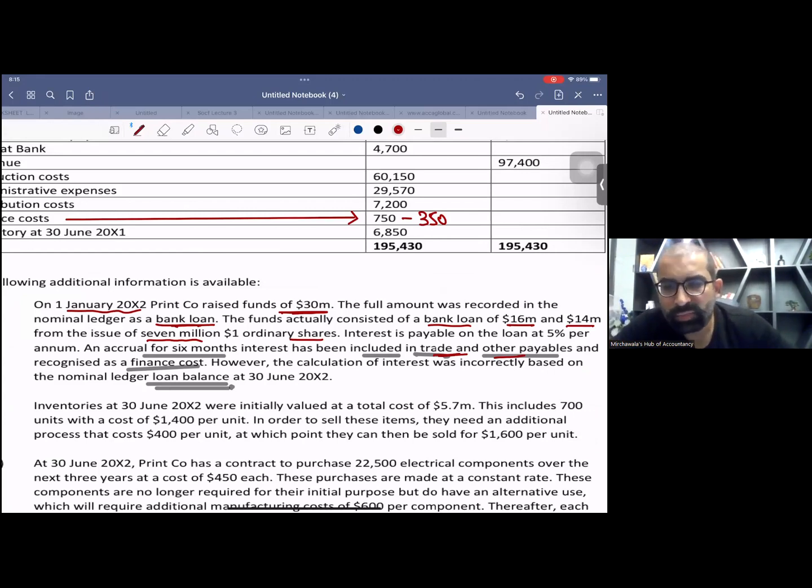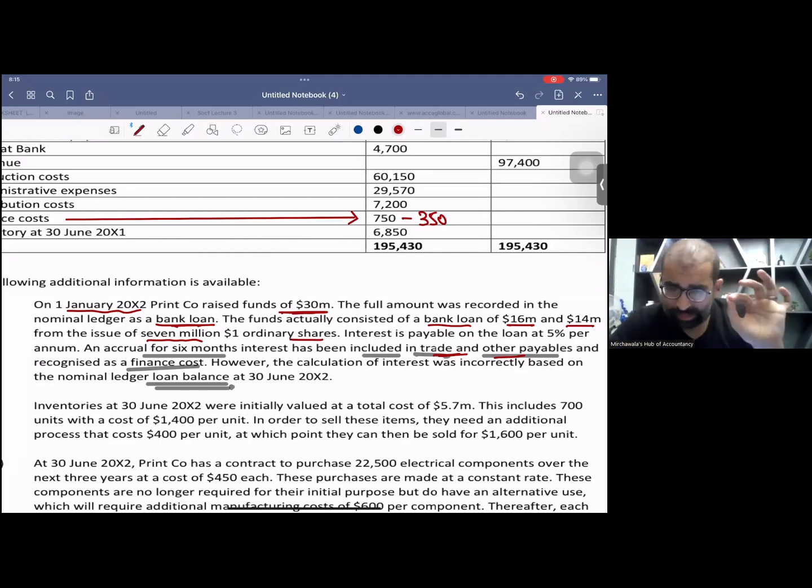Yes, there was a shortcut available for the interest entry. You can directly calculate the correction of interest through 14 million. One student is saying that's also possible. It's okay, no issue.